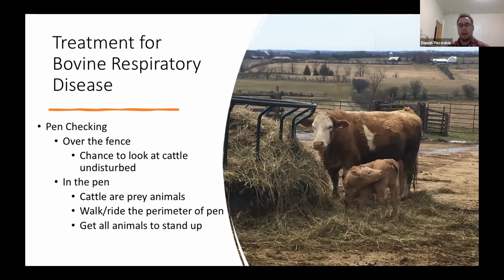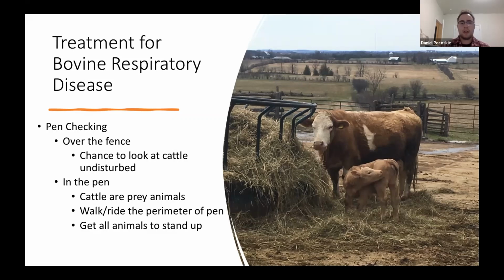Usually we start by walking the perimeter of the pen, and you can follow the paths that they generate in the pen. Make sure you're getting animals to stand up that are unwilling to get up, because usually an animal will jump right up when you get in the pen. If you have those lagging or draggy animals, make sure they get booted up, and check that they're looking bright, or at least watch them walk away.